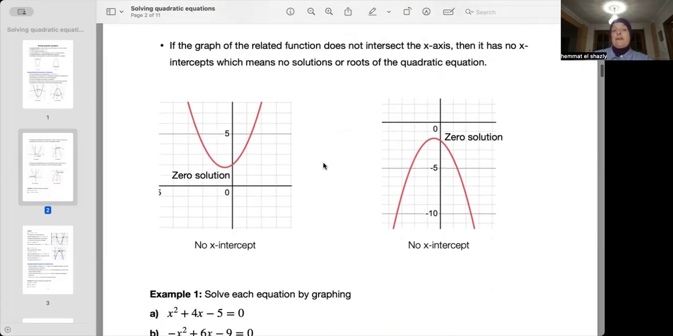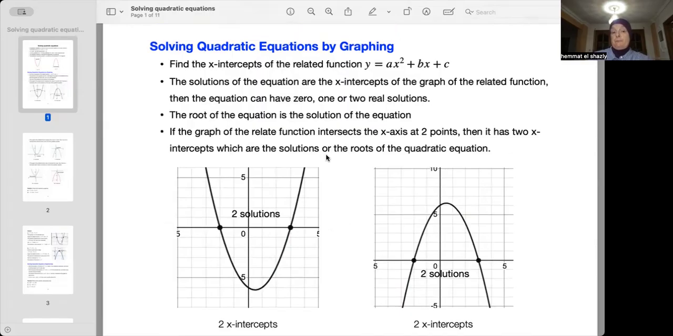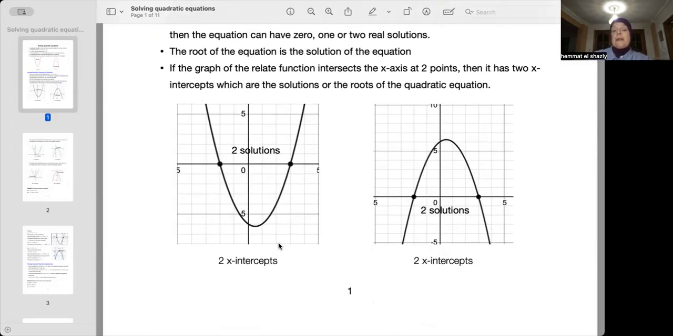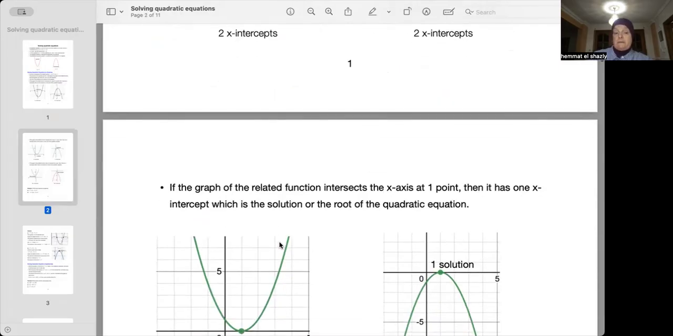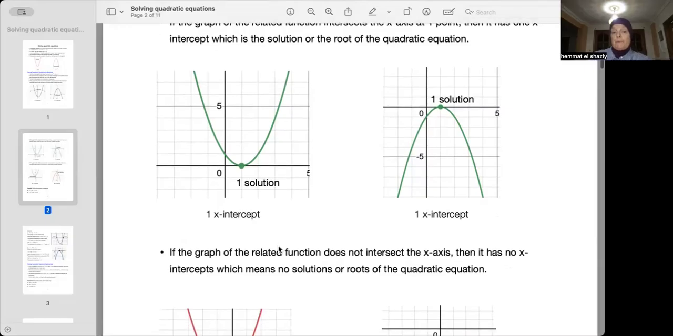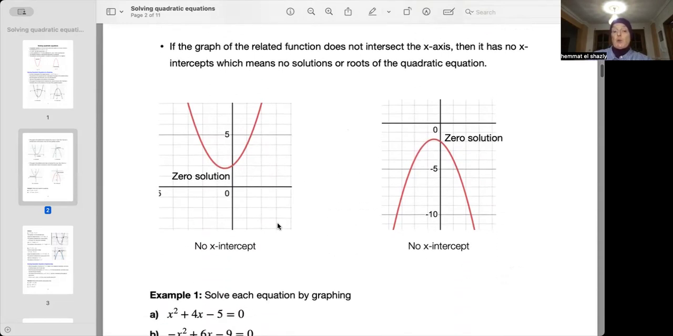So we have 3 cases. First case, if the parabola intersects the x-axis in 2 points, then this equation has two real different solutions. If the parabola intersects the x-axis in 1 point, then this equation has only one solution. If the parabola does not intersect the x-axis in any point, then this equation has no real roots.